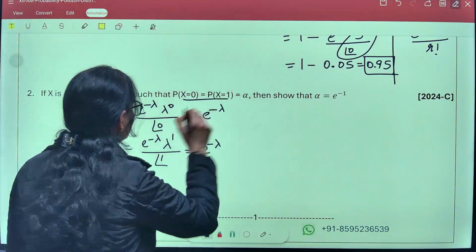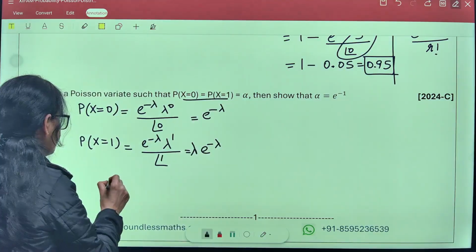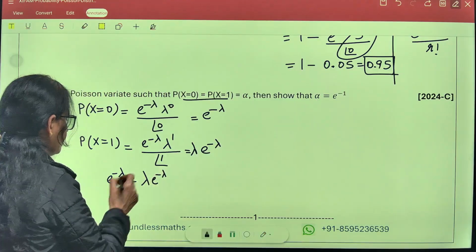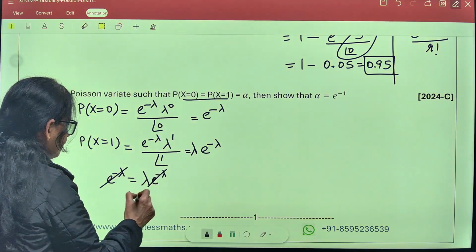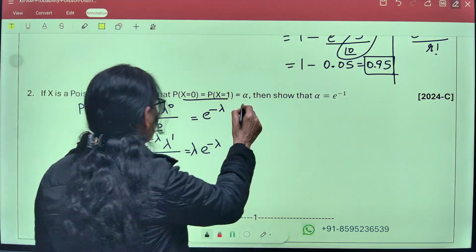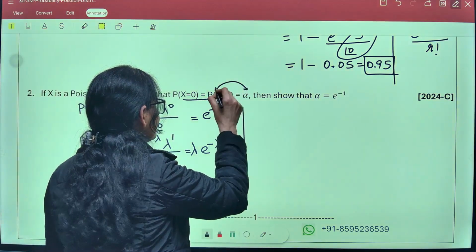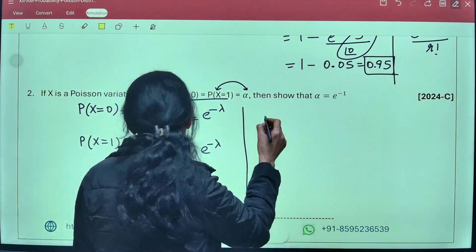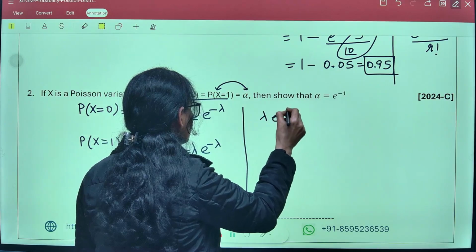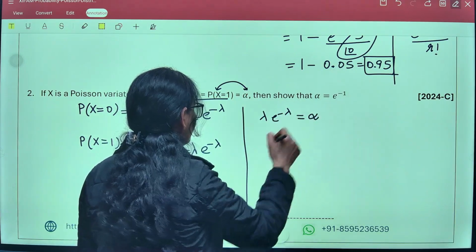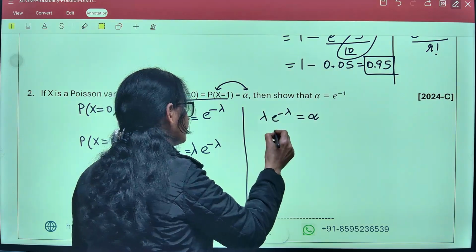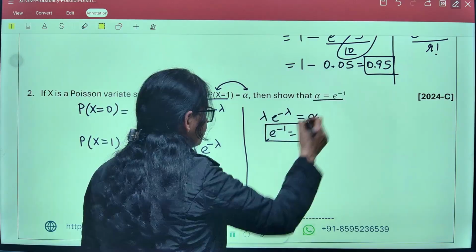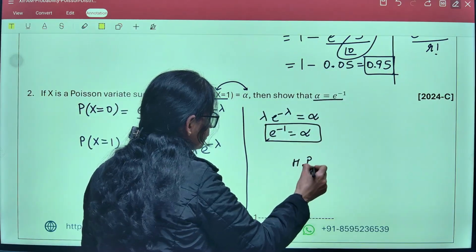Now as per the question, both are equal. If both are equal, that means e raised to power minus lambda is same as lambda into e raised to power minus lambda. This gets cancelled and the value of lambda comes out to be 1. And both are also equal to alpha. So let's equate any of these probabilities to alpha. So that means lambda into e raised to power minus lambda is equal to alpha. Putting lambda as 1, you get e raised to power minus 1 is equal to alpha, and this is what you need to prove. Hence proved.